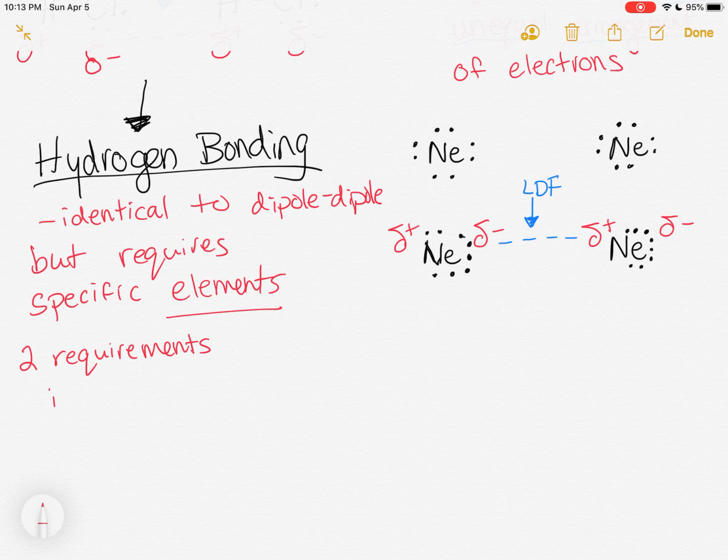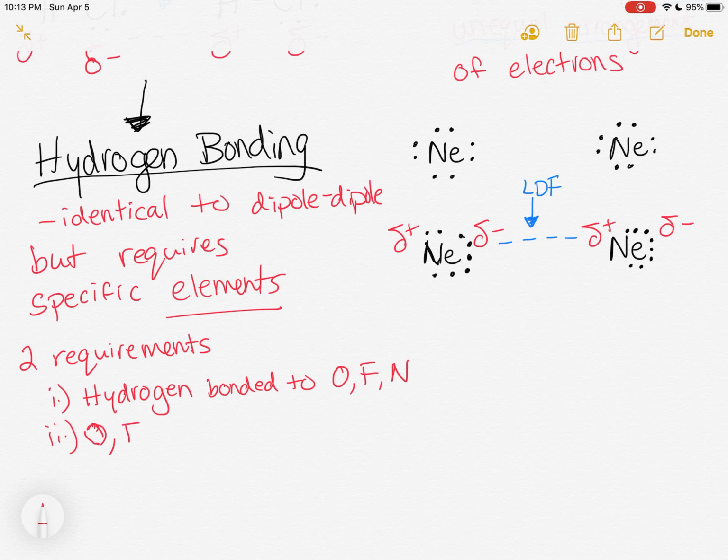So our first requirement is that we need to have a hydrogen that's bonded to either an oxygen, a fluorine, or a nitrogen. Our second criteria is that we need an oxygen or a fluorine or a nitrogen that's bonded to hydrogen.